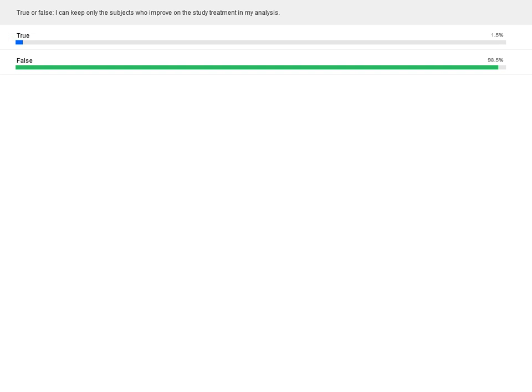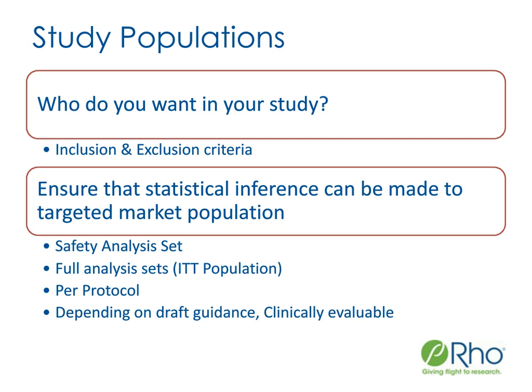So since you're keeping everyone, you want to give careful consideration to who should be in your study population, and this is done by defining inclusion and exclusion criteria to select subjects that are representative of the population you are interested in treating with your new therapy.